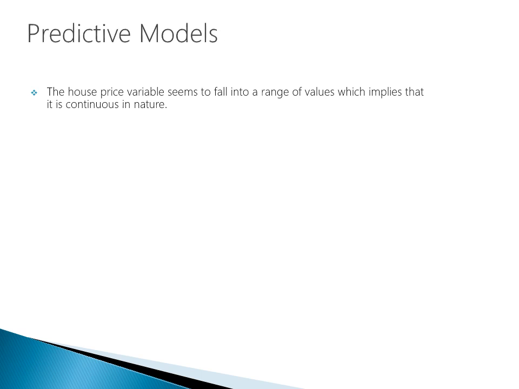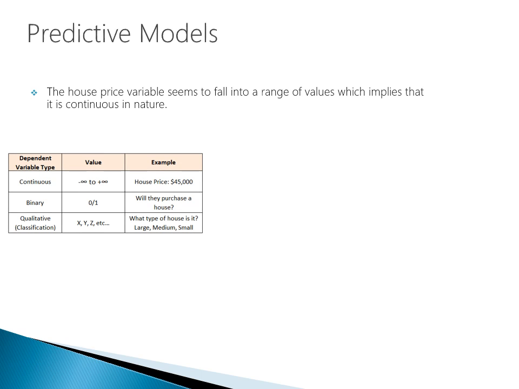The house price variable seems to fall into a range of values, which implies that it is continuous in nature. So a house price can be $45,000, it can be $55,000, $600,000, $6 million, and so on and so forth. It's definitely not a binary variable, and a binary variable is one which takes a value of a 0 or a 1. It can be one of two states. An example of this would be, will they purchase a house, yes or no?